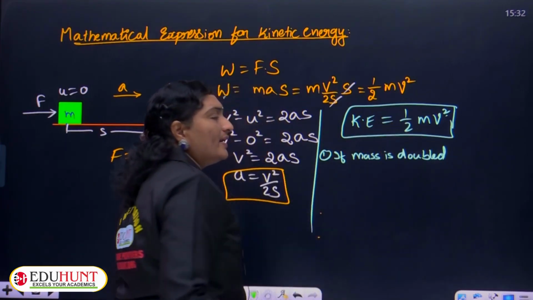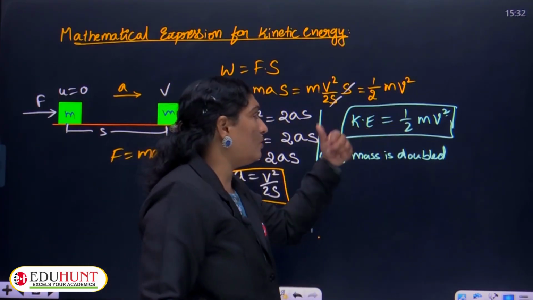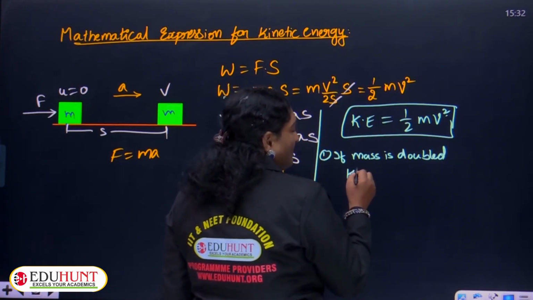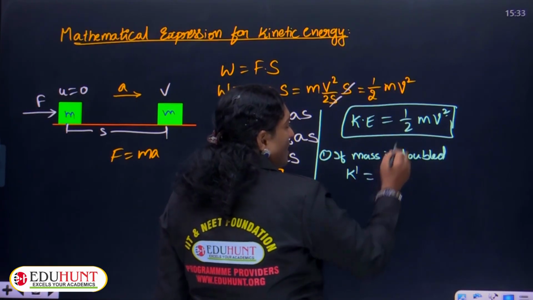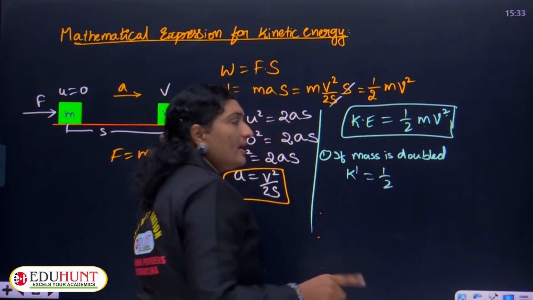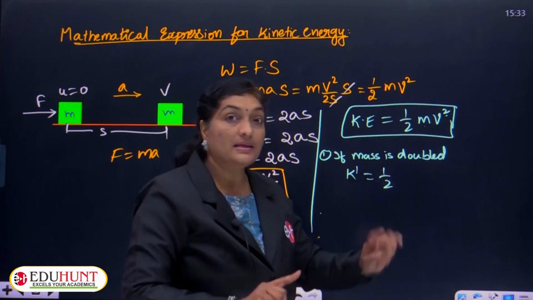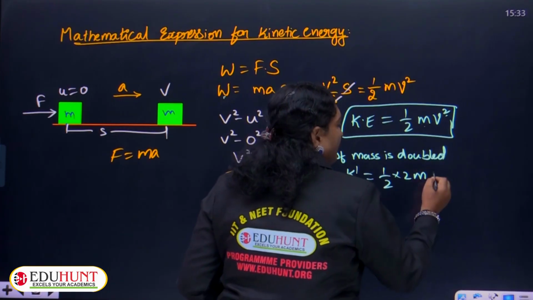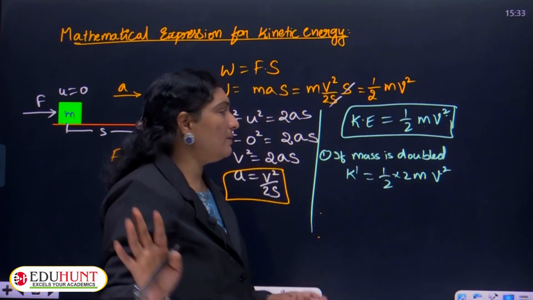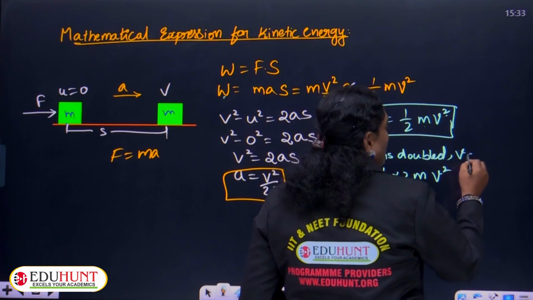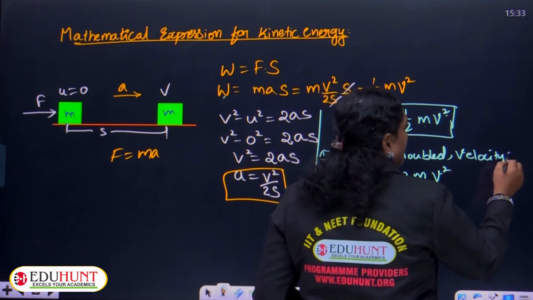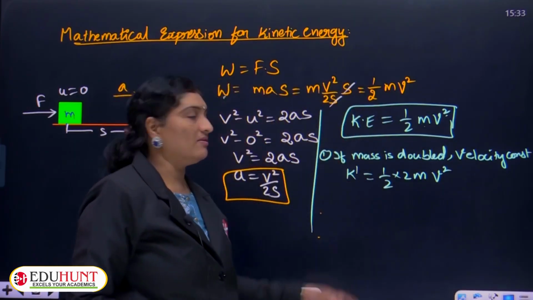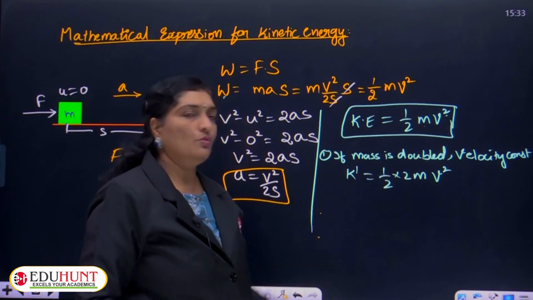then do you find any changes in the kinetic energy? Yes, of course. How much is the change in the new kinetic energy? Let me represent it as K dash, which equals half mass. Earlier mass was m. Now the new mass is doubled, 2 times m, multiplied with v square. No change in v, velocity remains constant. If the mass is doubled, the new kinetic energy equals half times 2m into v square.